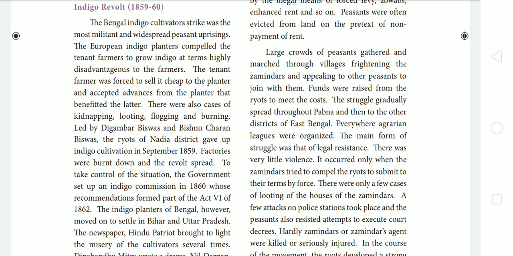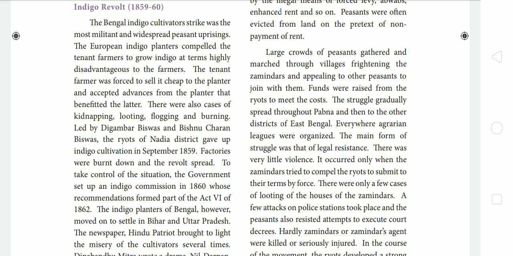Okay, so led by Digambar Biswas and Bishnu Charan Biswas, the ryots of Nadia district gave up indigo cultivation in September 1859. This indigo revolt was headed by Digambar Biswas and Bishnu Charan Biswas. This revolt took place in the district of Nadia. Here the indigo cultivators gave up the cultivation of indigo, that is, they didn't cultivate indigo.